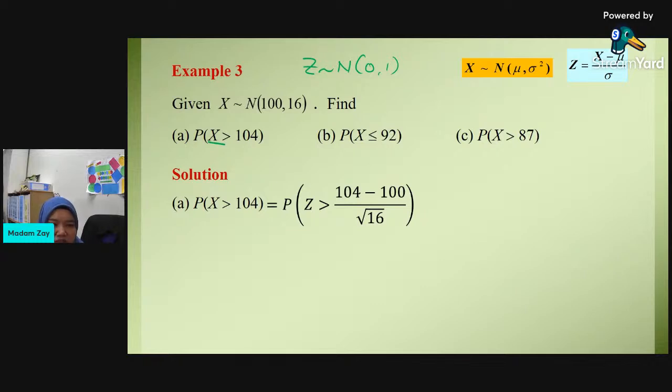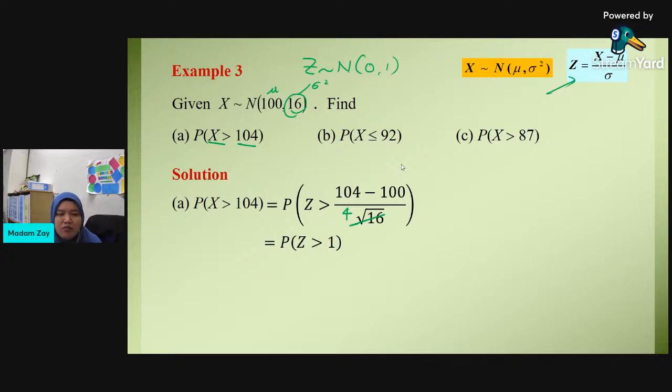And then the right side also, the more than after that, 104 also need to use this formula, which is 104 minus mu. What is the mu? Our mu is 100. And then divide by sigma. Sigma is the square root of sigma square. This is sigma square dalam parameter kita ni. So sigma square is 16, so sigma is square root of 16. So probability of Z more than 104 minus 100 divided by square root of 16. What is square root of 16? You akan dapat 4. So 104 tolak 100 jadi 4. 4 bahagi 4 jadi 1. So kita nak cari probability Z more than 1.